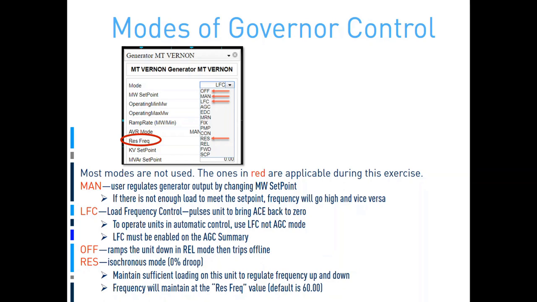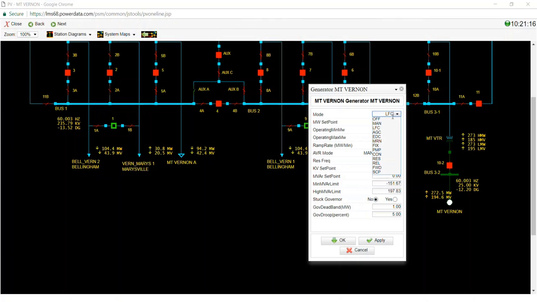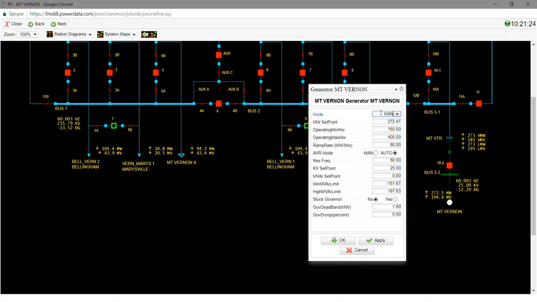If you're in a restoration condition or an island event, you might be asked to put a unit in RES, which is the isochronous mode, meaning the unit is shifted to a zero droop condition. When a unit is in RES, it will automatically regulate its output up or down to maintain the frequency at 60 Hz. And we'll see an example of that in just a minute.